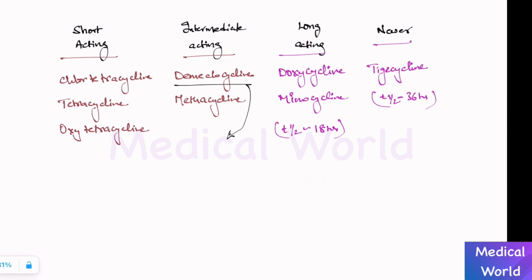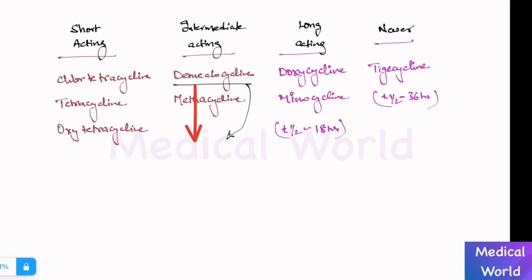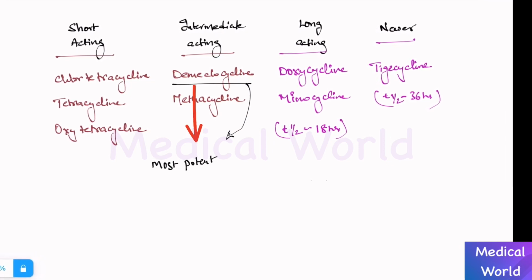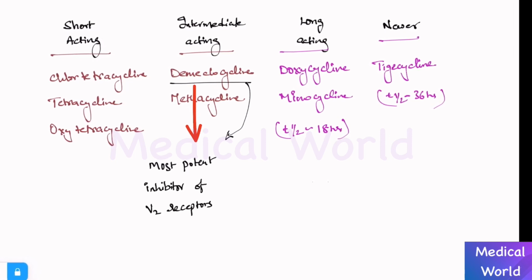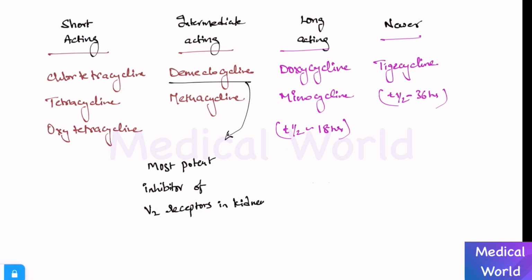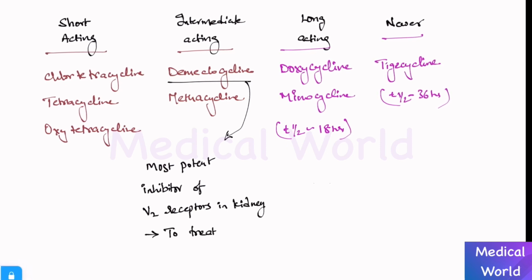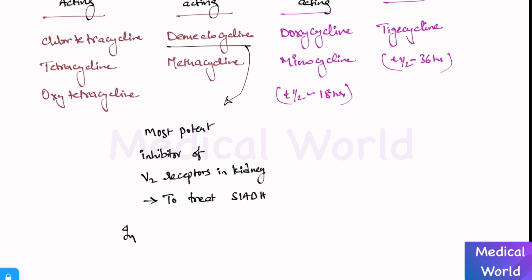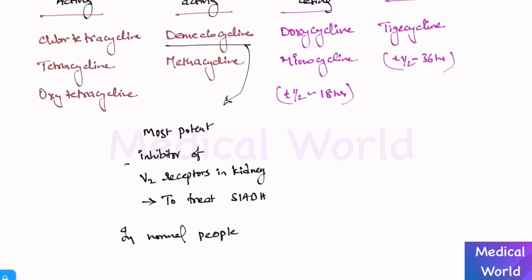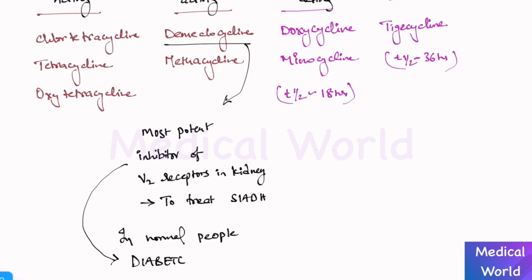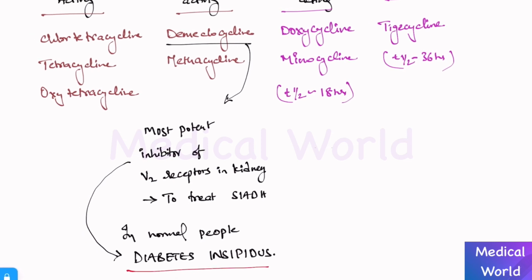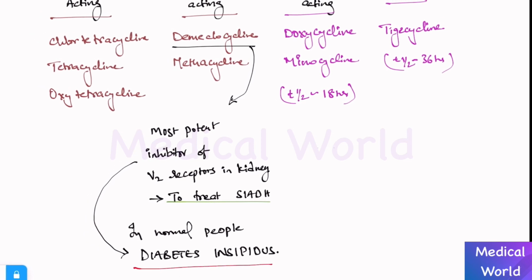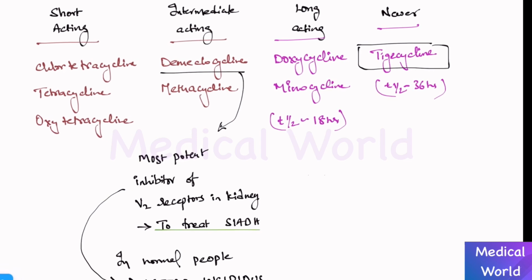Coming to the intermediate-acting demeclocycline, this drug is the most potent inhibitor of the V2 receptor in the kidney. For this reason, it can be used to treat SIADH. For the same reason, in normal people, because of inhibiting V2 receptors in the kidney, there is a condition called diabetes insipidus. So this drug can cause diabetes insipidus as a side effect, and it can also treat SIADH. This is an important thing to remember.